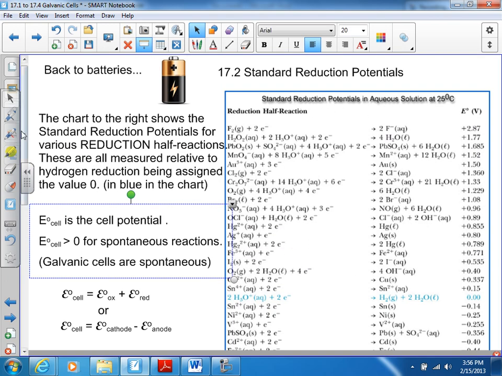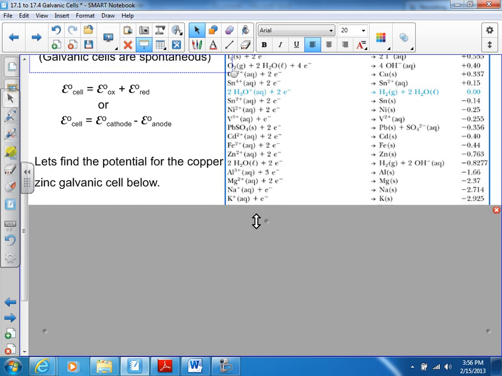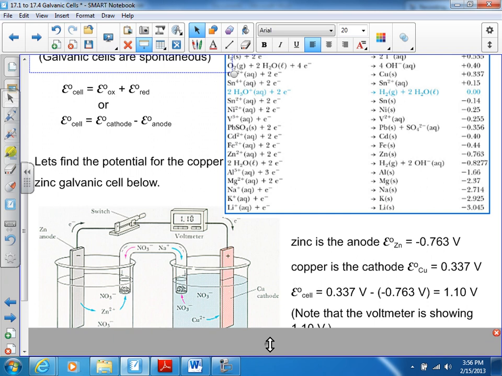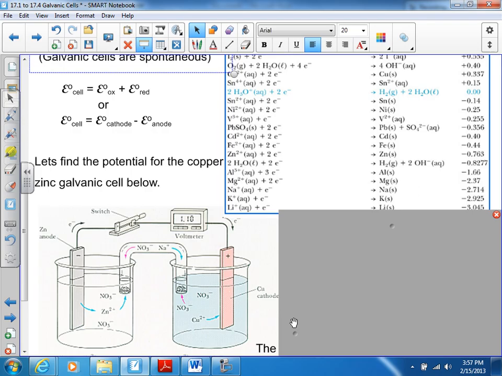Okay, so we're going to find the potential for the copper-zinc galvanic cell shown right here. But I'm going to move this around a little bit. There we go. So this is what a typical cell looks like on the AP exam. They always set them up looking like this. We have one side and another side. Here's our salt bridge. We have sodium nitrate in the salt bridge. Here's our voltmeter. This thing is measuring 1.10 volts. If I open the switch, the voltmeter will read 0. The pieces of metal, the solid metal, those are our cathodes and anodes.